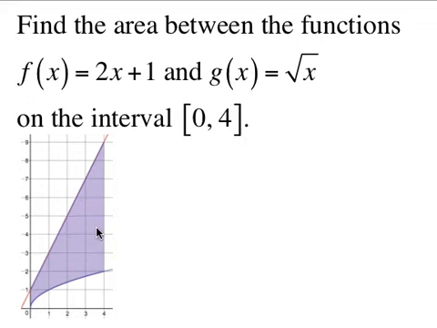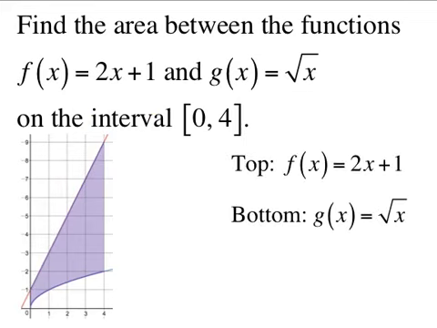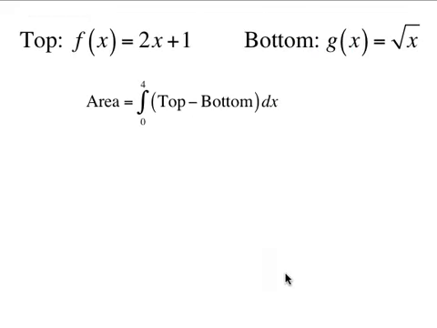But we can simplify that and just take the integral of the top function minus the bottom function. That's in general how we're going to approach the area between functions. In this case, the top function is obvious if we graph it. The top function is 2x plus 1, and the bottom function is the square root of x. So the area in purple will be the integral from 0 to 4 of the top function minus the bottom function: 0 to 4 of 2x plus 1 minus the square root of x.